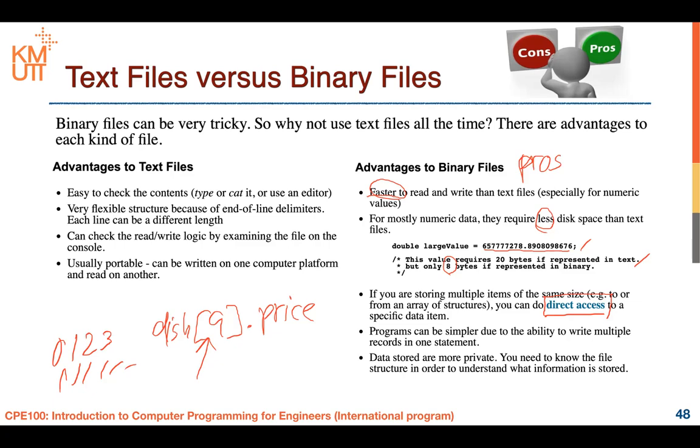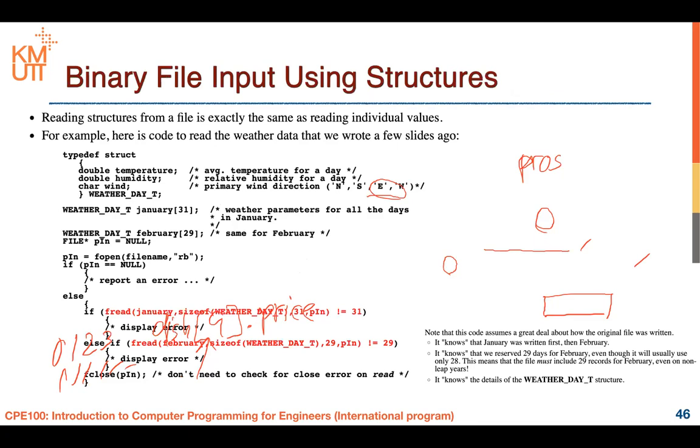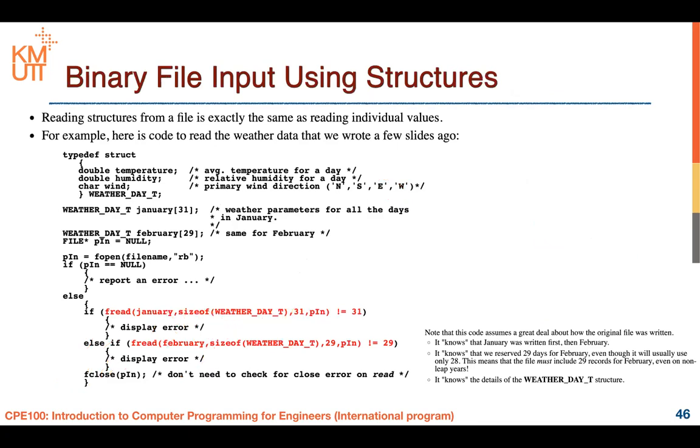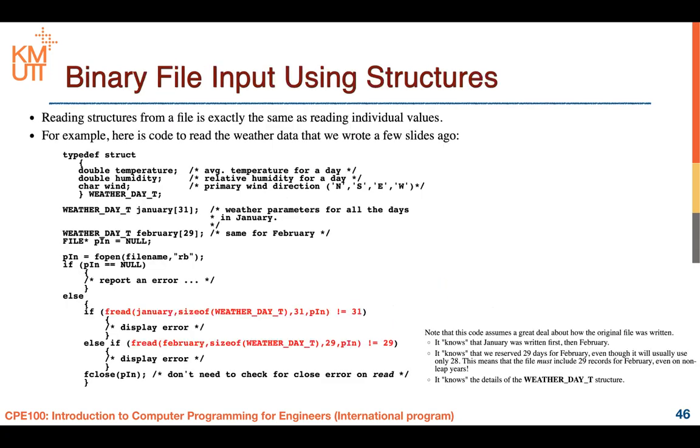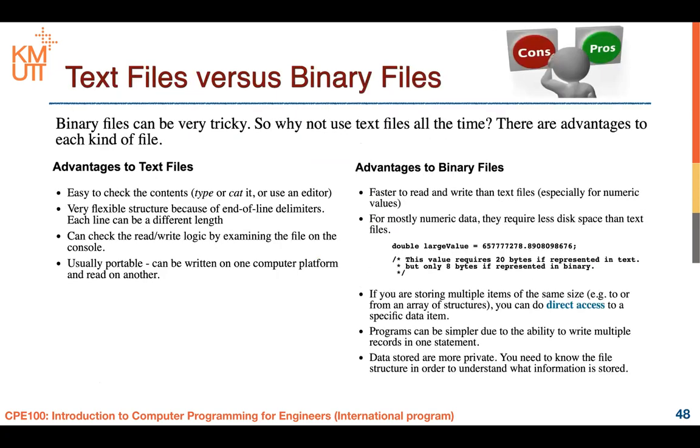If you see from the previous slide, when you want to read the file, you can simply read a bunch of data at a time, maybe a maximum of 50 records. The size here is one, so you read only one record, but this one is efficient up to 50. So you read 50 records at a time from the file using just one statement, which is very easy and nice. This is the advantage: the program can be simpler, with the ability to write multiple records in one statement.